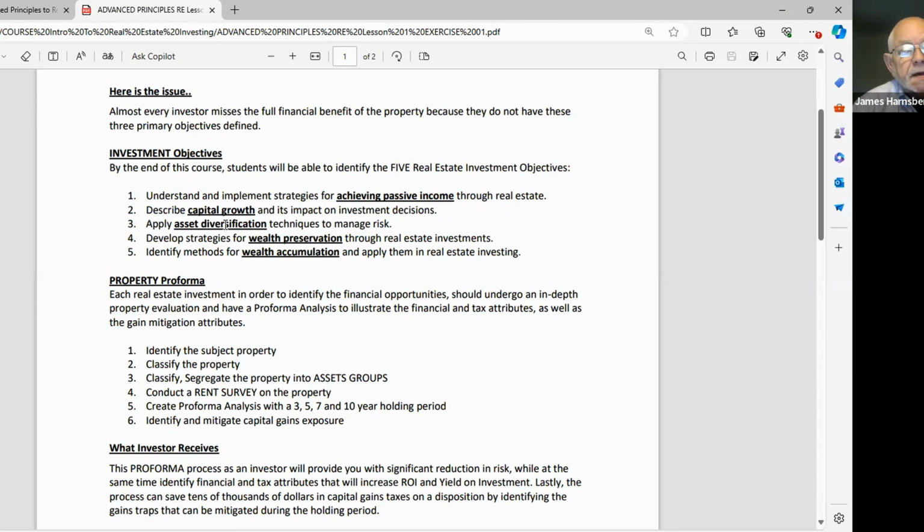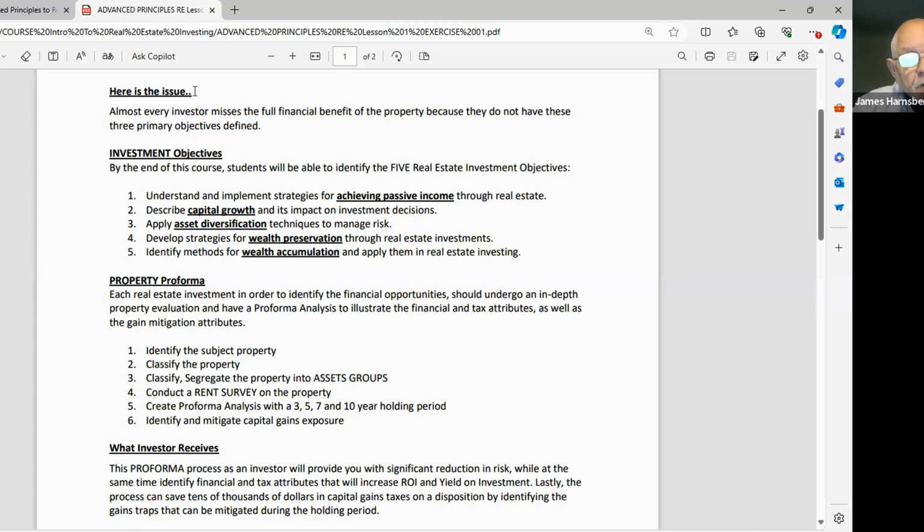That takes us to number 6, identify and mitigate the capital gains exposure. This is the biggest area where you could lose the most amount of money. You think you made $100,000 in profit, but actually you made about $60,000 in profit because you didn't factor the capital gains tax, the income tax, or any other of those financial attributes that are going to take away from your ability to retain or keep any of that money as profit.